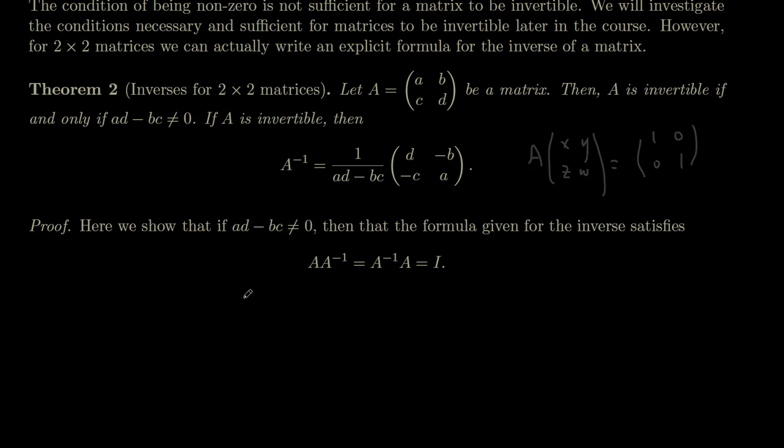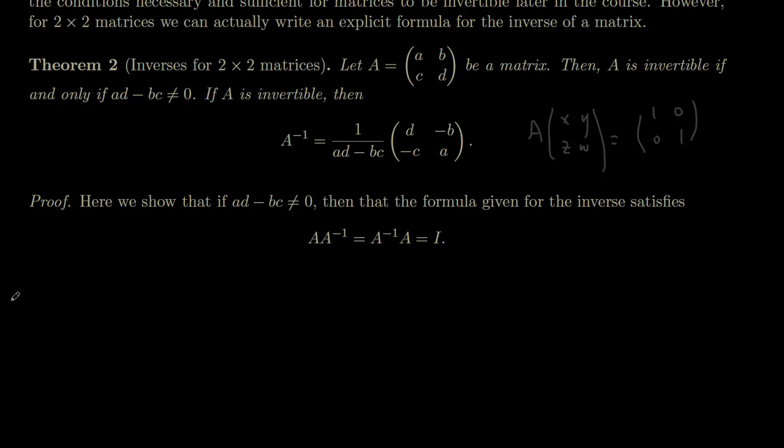I'm going to skip this proof, but really all you would have to do is multiply out the matrix A, which is A, B, C, D, times A inverse, which is going to be 1 over AD minus BC. I'm just writing the formula for A inverse that I have there, D, negative C, negative B, A, and then you would have to check. You move this coefficient. This is just a number. Don't freak out. You just move it to the front.